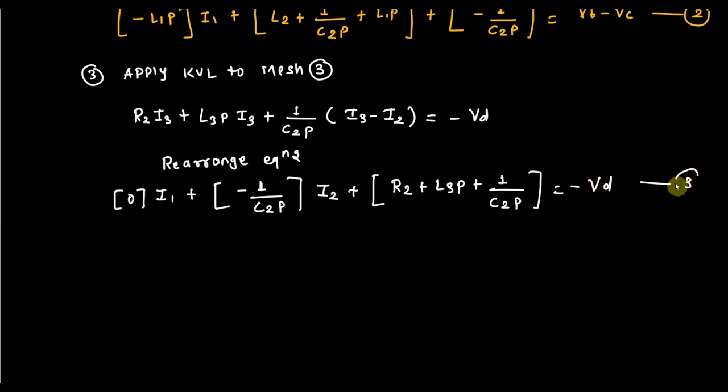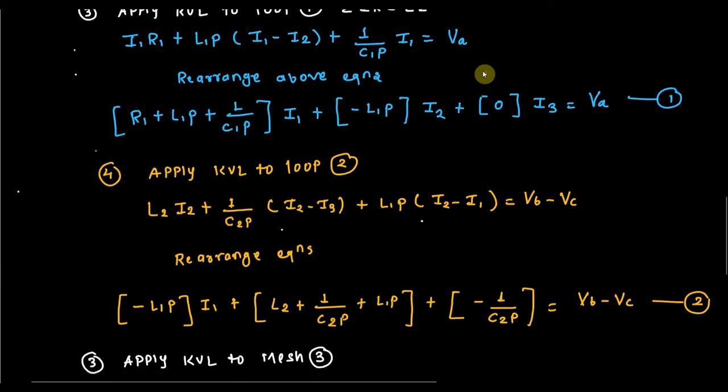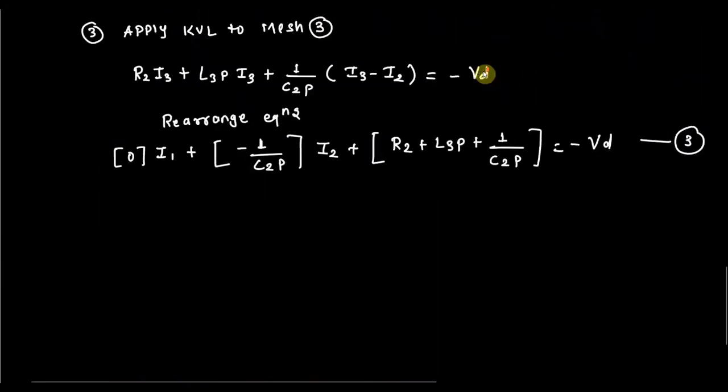So this will be the third equation. What we have done is we have three meshes here and we have written the mesh equation for each loop. But what they have asked in the question is to write down this equation in matrices form. So now the next step is very simple.